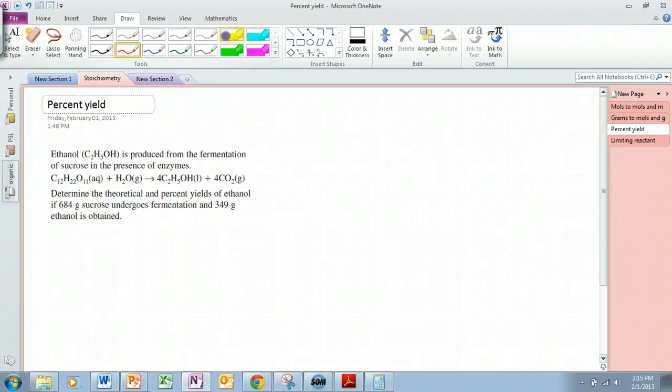So let's think about what we're given. What is this number right here? Well, that is going to be our actual yield. That's how much we actually made right there.